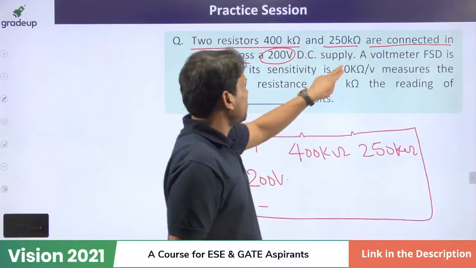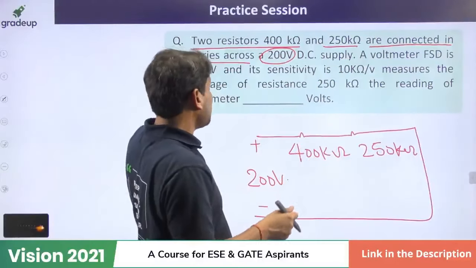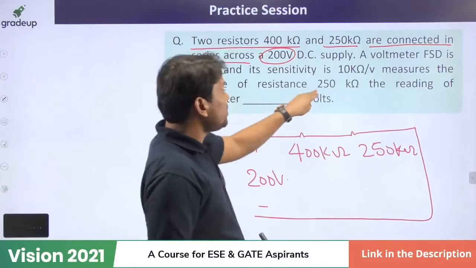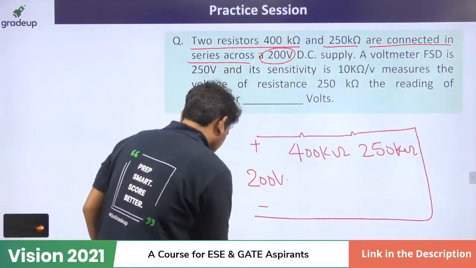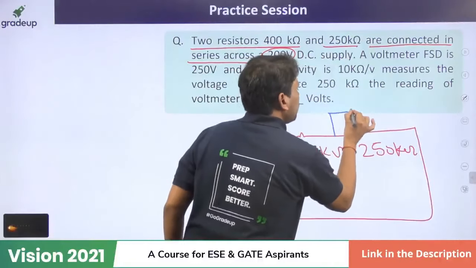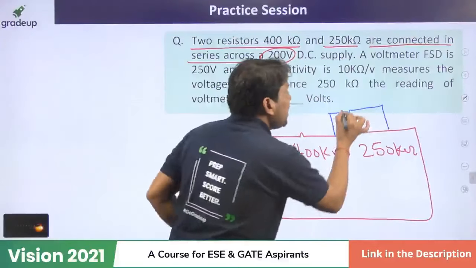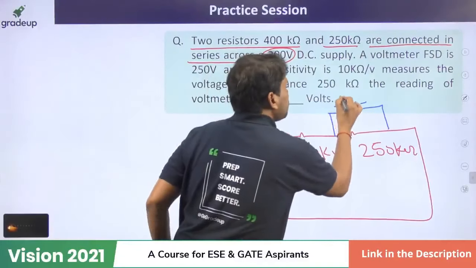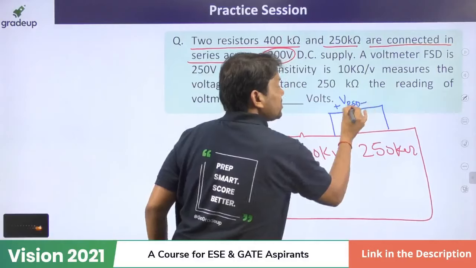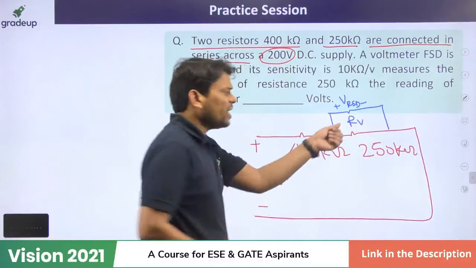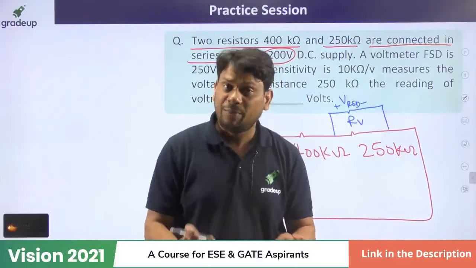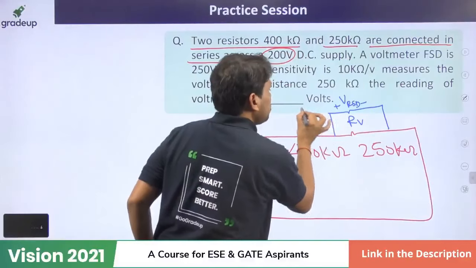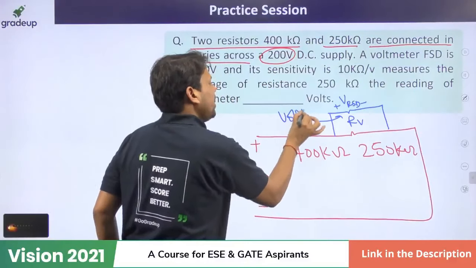Now second thing, a voltmeter with full scale deflection 250 volt and sensitivity 10 kilo ohm per volt measures the voltage across 250 kilo ohm. Dear friend, here we require one voltmeter somewhere here, and that voltmeter will have some full scale deflection. So I'm going to write V of FSD, and some sensitivity also. So we can assume it is some RV. In that case, what will be the actual reading of this voltmeter? We have to determine.